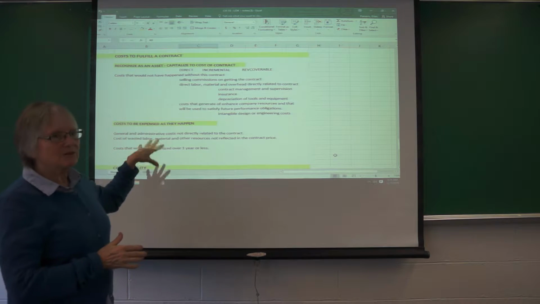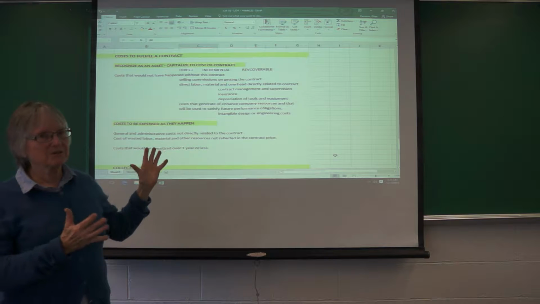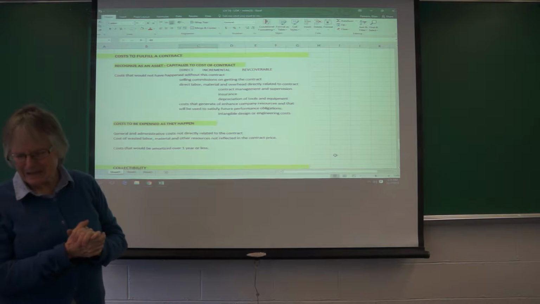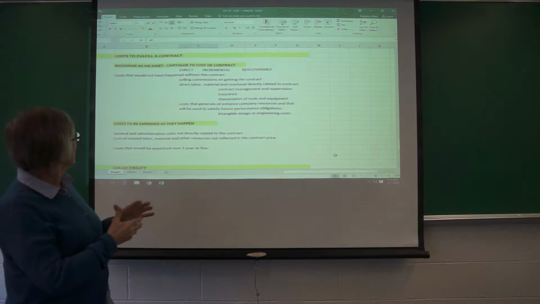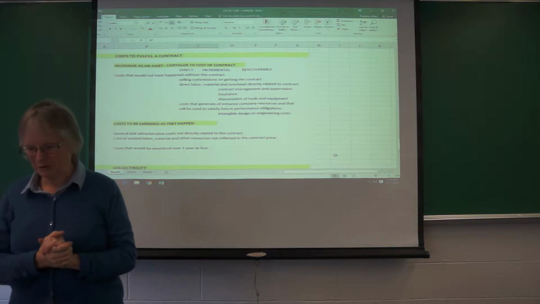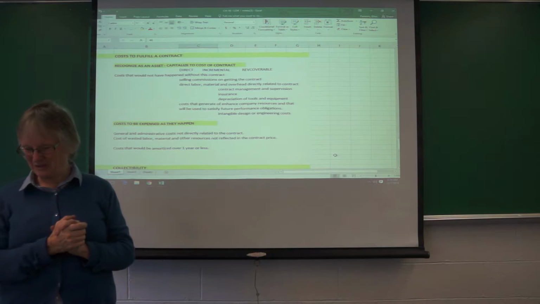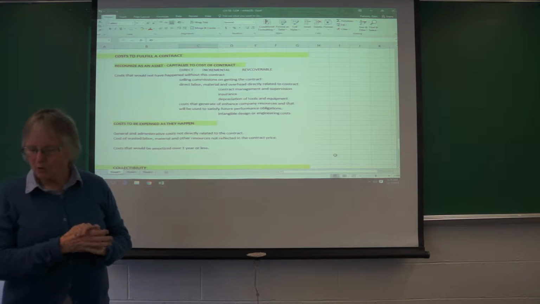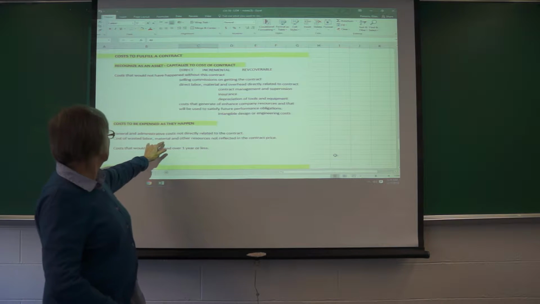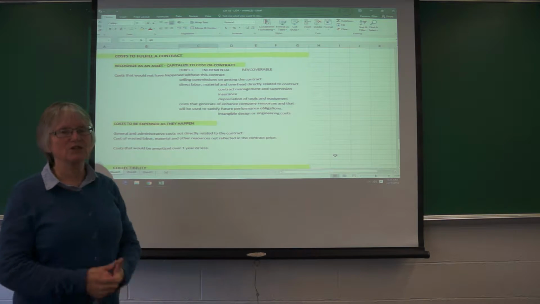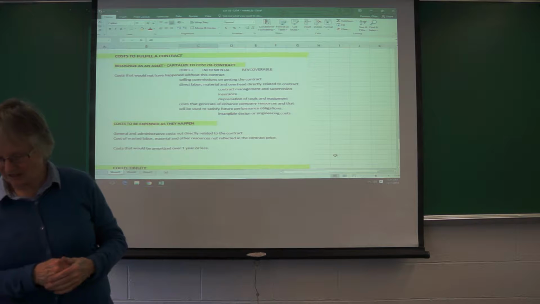I don't think I have any particular questions on this on the exams, but you need to be aware of how to treat the costs to fulfill a contract. So I did not want to skip that. Also, if the contracts are for a year or less, they're generally going to be expensed rather than capitalized.